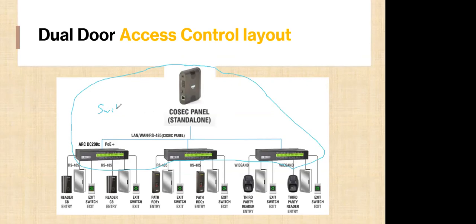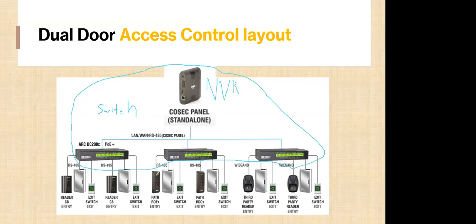Okay, so I could connect it as if it's its own internal network, where all the ARC 200s get connected to a switch, and then that switch gets connected to the COSEC panel. Right. If you want to think about it from a CCTV perspective, the COSEC panel is like the NVR, and the door controllers are like your cameras, and they're all connected on the same switch. Gotcha.